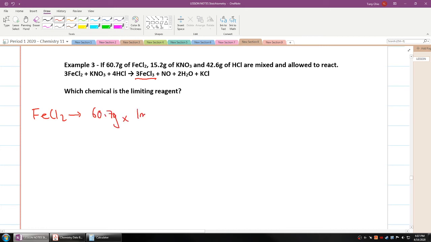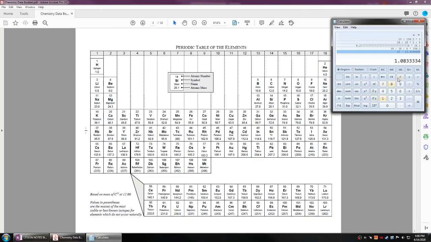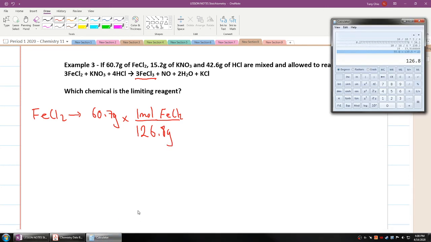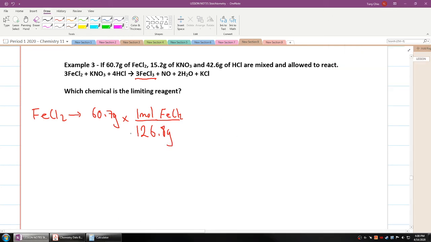Now my first step is to convert it to the moles of FeCl2. Well, what is the molar mass of FeCl2? Well, FeCl2 has a molar mass of 55.8 plus 35.5 times by 2. You're going to get a molar mass of 126.8. So you're going to have a molar mass of 126.8 grams. Okay, so as you see, your grams will cancel out.